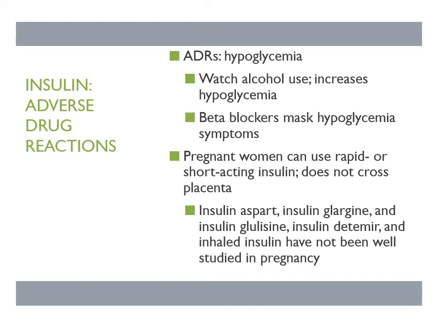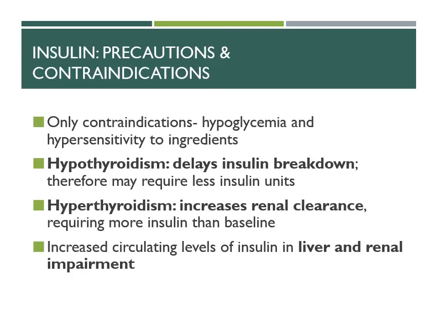Short-acting or rapid-acting insulin does not cross the placenta, but the basal insulins have not really been well studied. So the only contraindication would be hypoglycemia, and we don't know that until we try it, and then we just try regulating. But if we continually have hypoglycemia, we may just need to stop insulin.